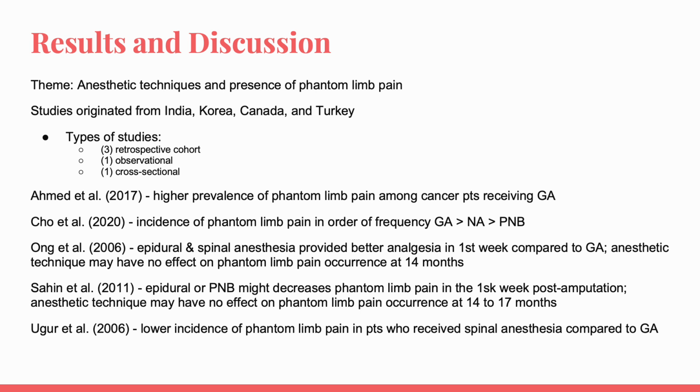The results from these studies show that the prevalence of phantom limb pain was decreased when neuraxial anesthesia or peripheral nerve blocks were used rather than general anesthesia. These results were prominent, especially in the first week after amputation. However, studies did show that anesthetic technique may have no effect on phantom limb pain greater than 14 to 17 months post-amputation.